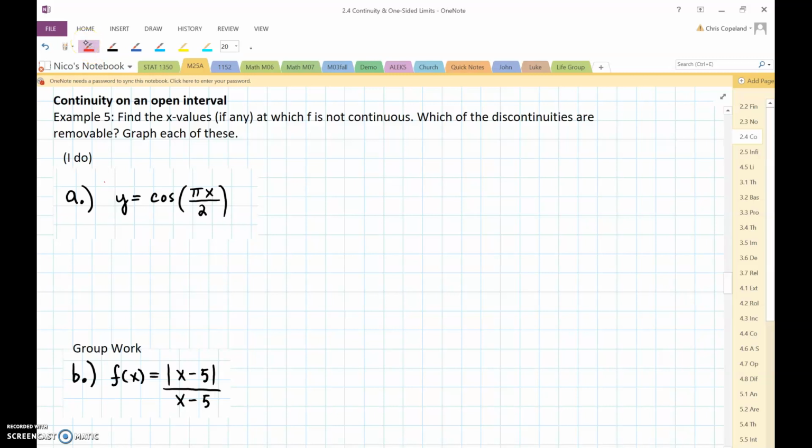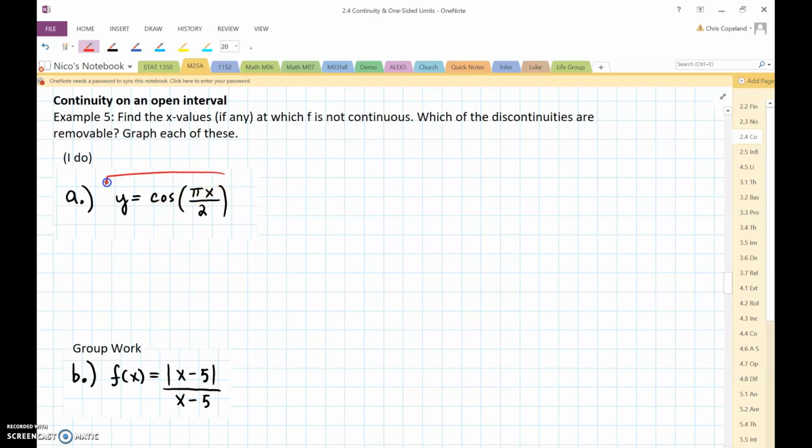Alright, continuity on an open interval. Find the x values, if any, at which f is not continuous. Which of the discontinuities are removable? Graph each of these. So graphing is going to be the hardest part of all of these. Graphing is going to be very crucial, again, to this class. So let's graph this first function, and then we'll talk about the continuity.